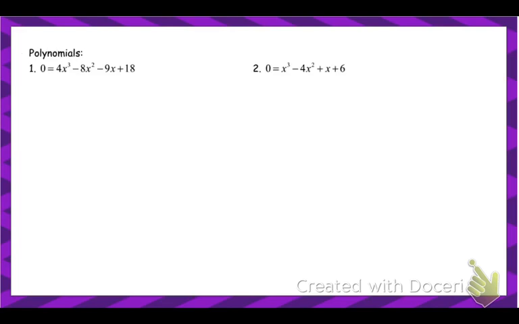All right, after factoring, we went to polynomials. Again, a reason factoring is important is because it can save you a lot of time. All right, let's look at this first one. Check to see if you can factor by grouping.